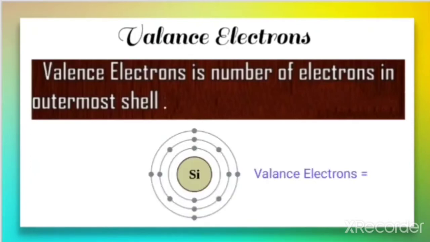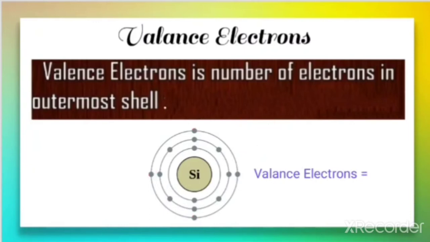Let us take one example, silicon. In silicon, there are 14 electrons. From the 14, 2 electrons are in the first shell, 8 electrons are in the second shell, so 4 electrons are there in the third shell. So the third shell is called the outermost shell. And the number of electrons present in this outermost shell, when you count it here: 1, 2, 3, 4. There are 4 electrons in the outermost shell.